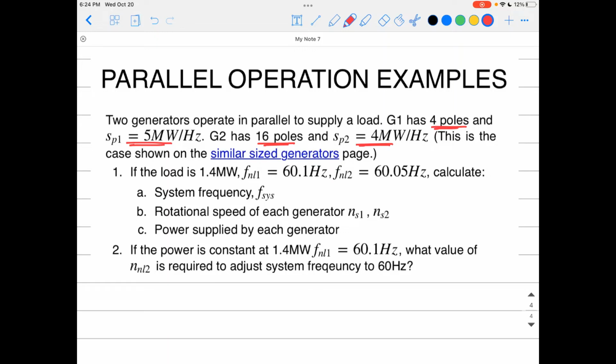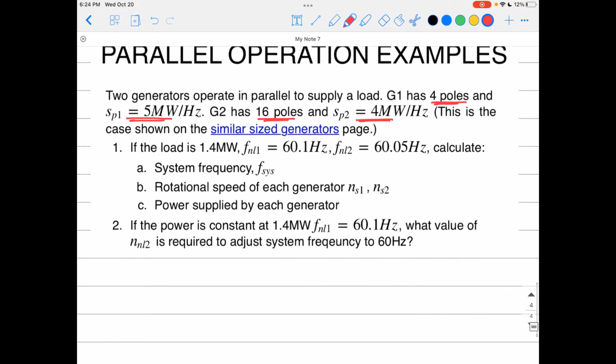That's the case shown in the similar size generators page. So if we just refer back to the online material, you can find the same example he used. If the load is 1.4 megawatts, that is the load power you have to supply. If no load 1 is 60.1 hertz, and if no load 2 is 60.05 hertz, that is the setting of each governor of each generator.